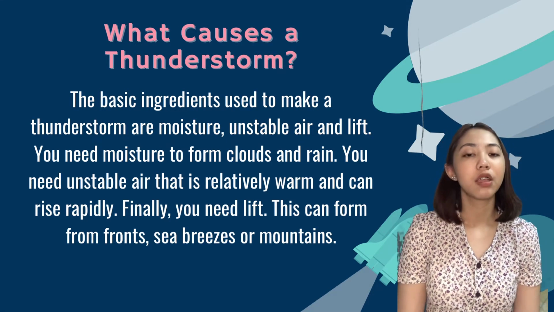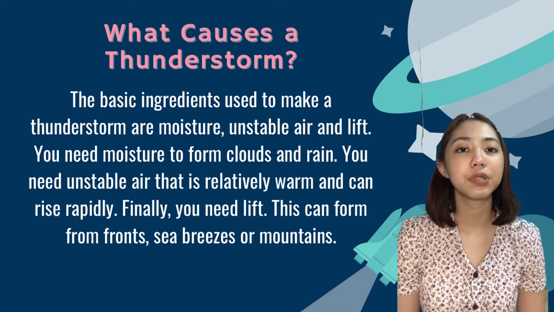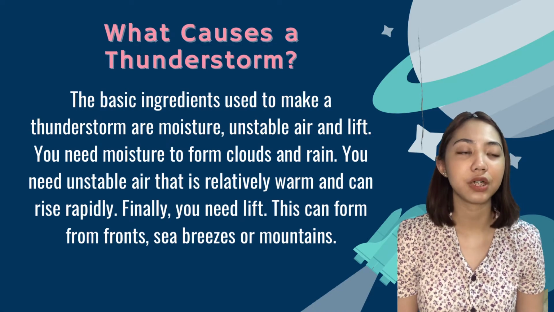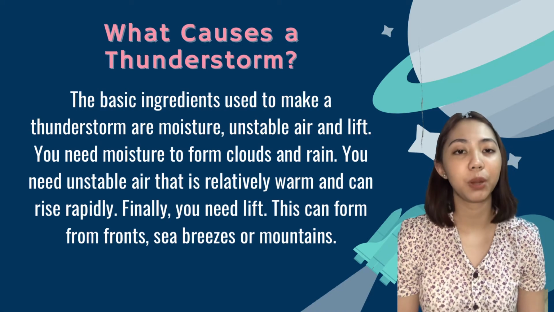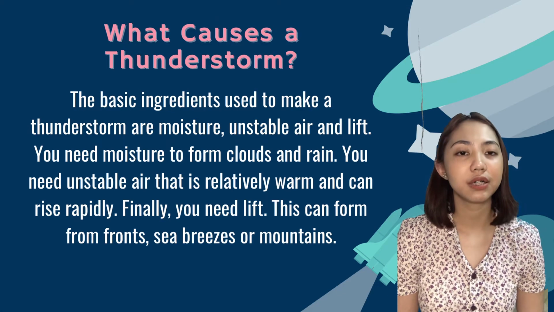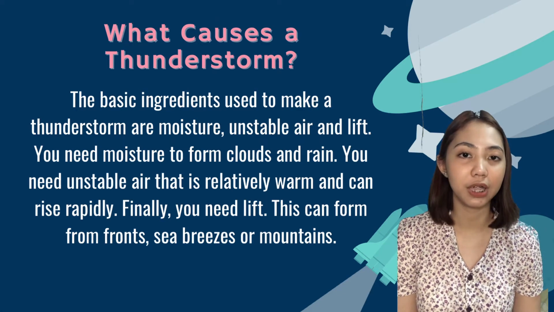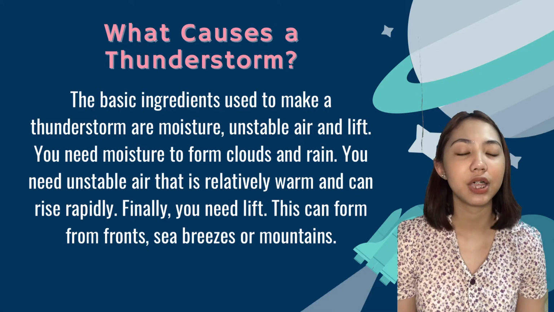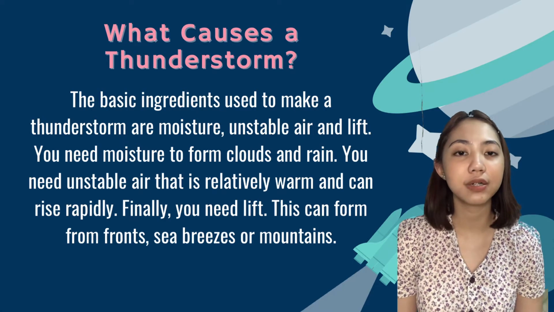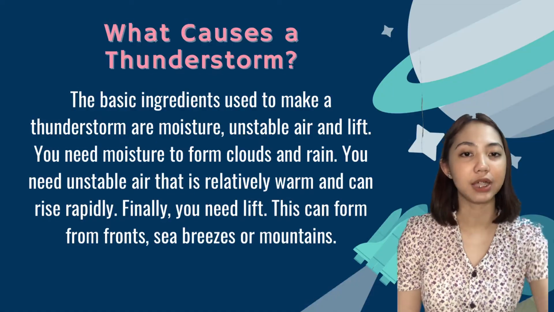Now that you know how a thunderstorm is formed, let's proceed to the basic ingredients on how to make it. These are moisture, unstable air, and lift. You need moisture to form clouds and rain. You need unstable air that is relatively warm that can rise rapidly. Finally, you need lift. This can form from fronts, sea breezes, and mountains.